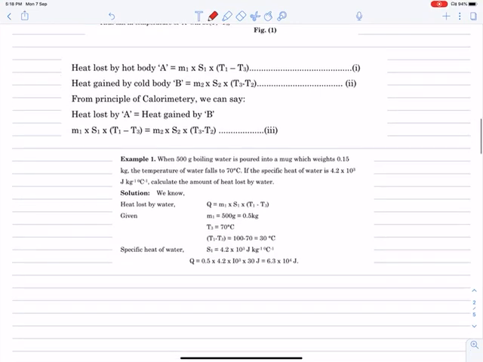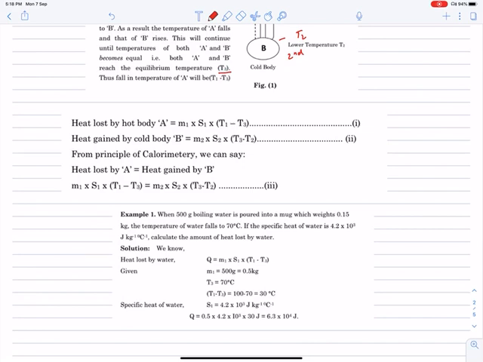I have told you the heat lost is given by equation number 1, that is m1 into s1 into (t1 minus t3), where t1 is the higher temperature and t3 is the lower temperature. Because temperature can't be negative, if you do t3 minus t1 it will give a negative value. Heat lost is a positive quantity, so obviously you will put this formula. It is very easy. m1, s1, t1 and t3 are all given. You only have to calculate the heat.